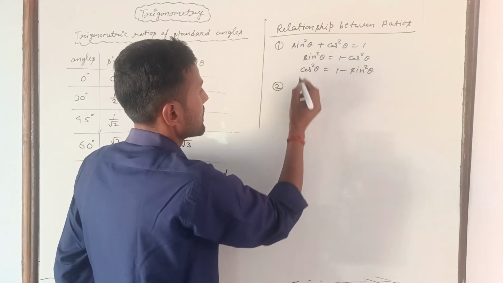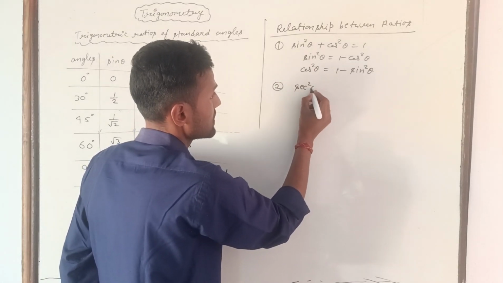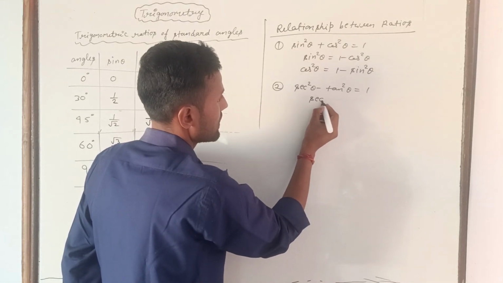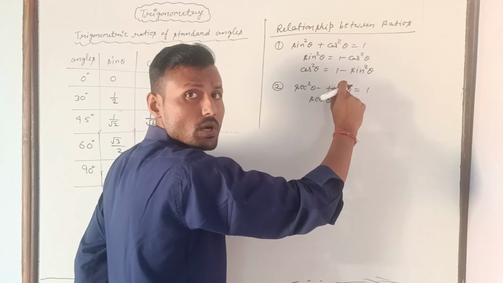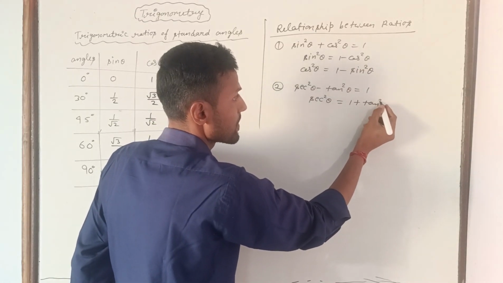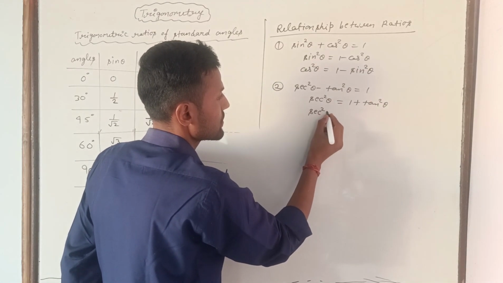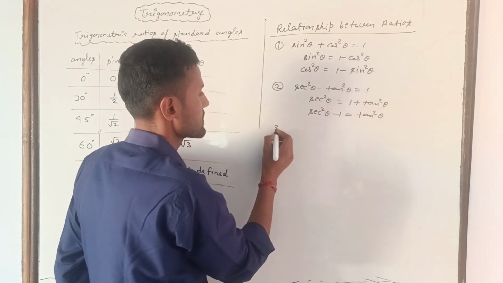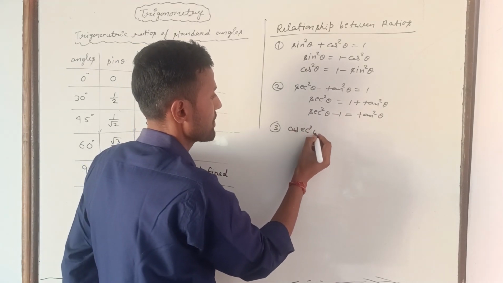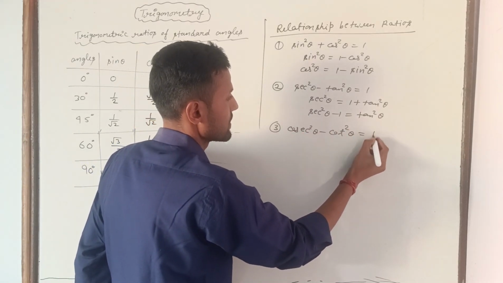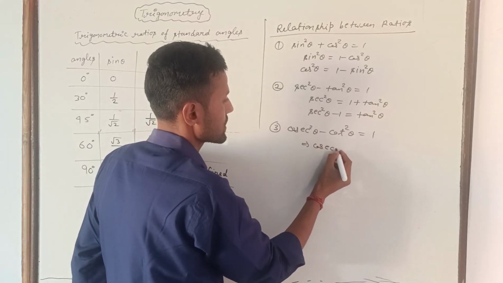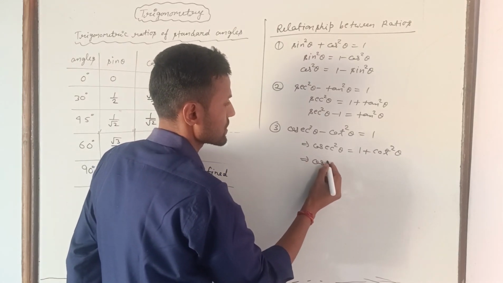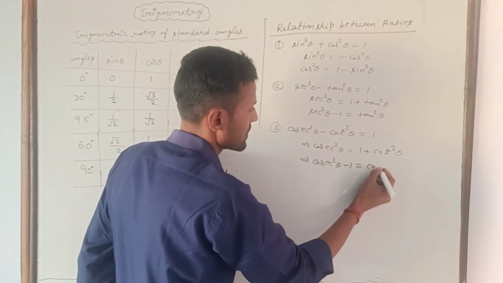Second is sec square theta minus tan square theta is equal to 1, and we can write sec square theta is equal to 1 plus tan square theta, and also sec square theta minus 1 is equal to tan square theta. Third is cosec square theta minus cot square theta is equal to 1, and we can write cosec square theta is equal to 1 plus cot square theta, and also cosec square theta minus 1 is equal to cot square theta.